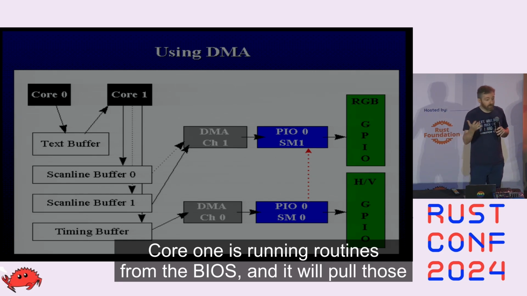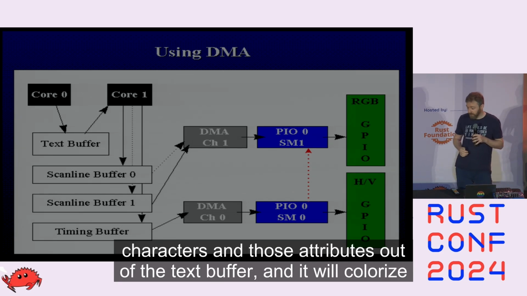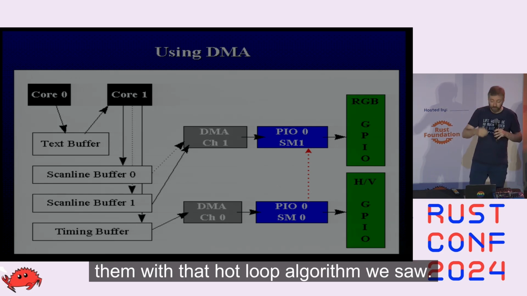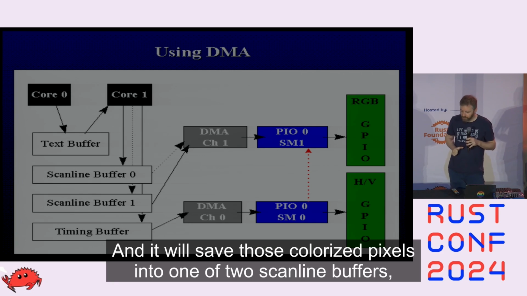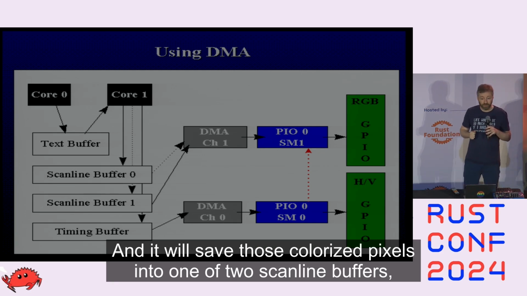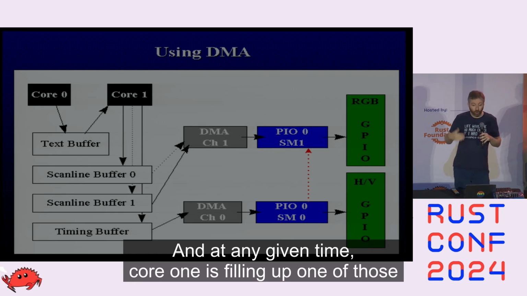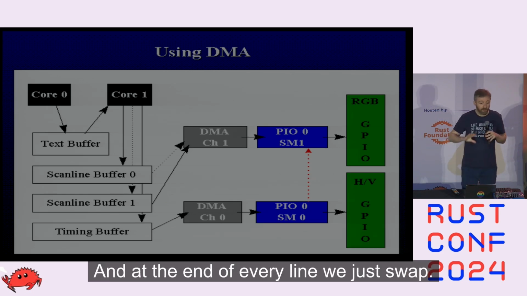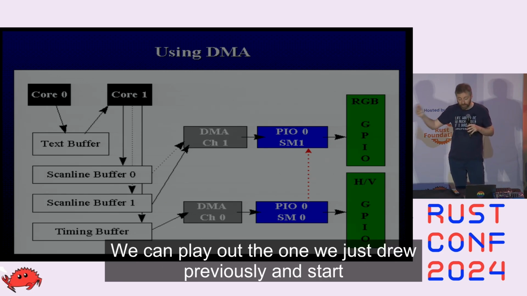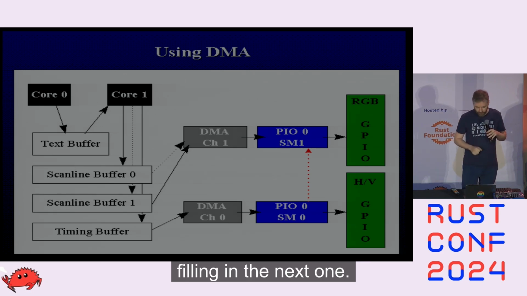Core 1 is running routines from the BIOS, and it will pull those characters and those attributes out of the text buffer, and it will colorize them with that hot loop algorithm we saw, and it will save those colorized pixels into one of two scanline buffers, an odd one and an even one. And at any given time, Core 1 is filling up one of those buffers, while the other one is being played out to the screen. And at the end of every line, we just swap. We can play out the one we just drew previously and start filling in the next one.